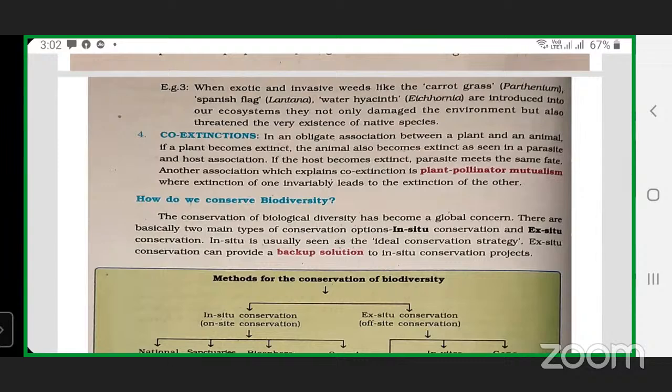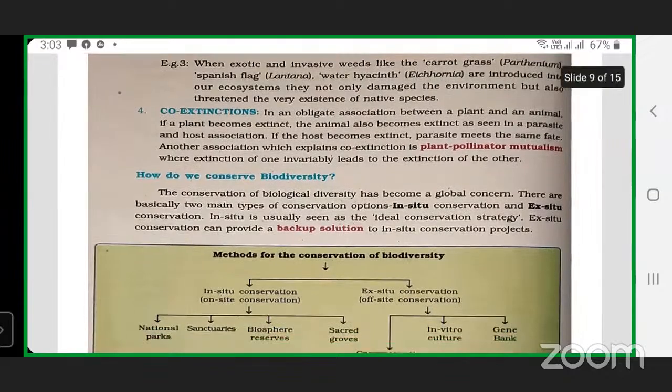One is in situ conservation. In situ means conservation of biodiversity in their native places without disturbing them. That is in situ conservation. Then ex situ conservation: conservation of biodiversity by taking them out from their native places, introducing them in a safe place and conserving them. That is the activity of conservation.